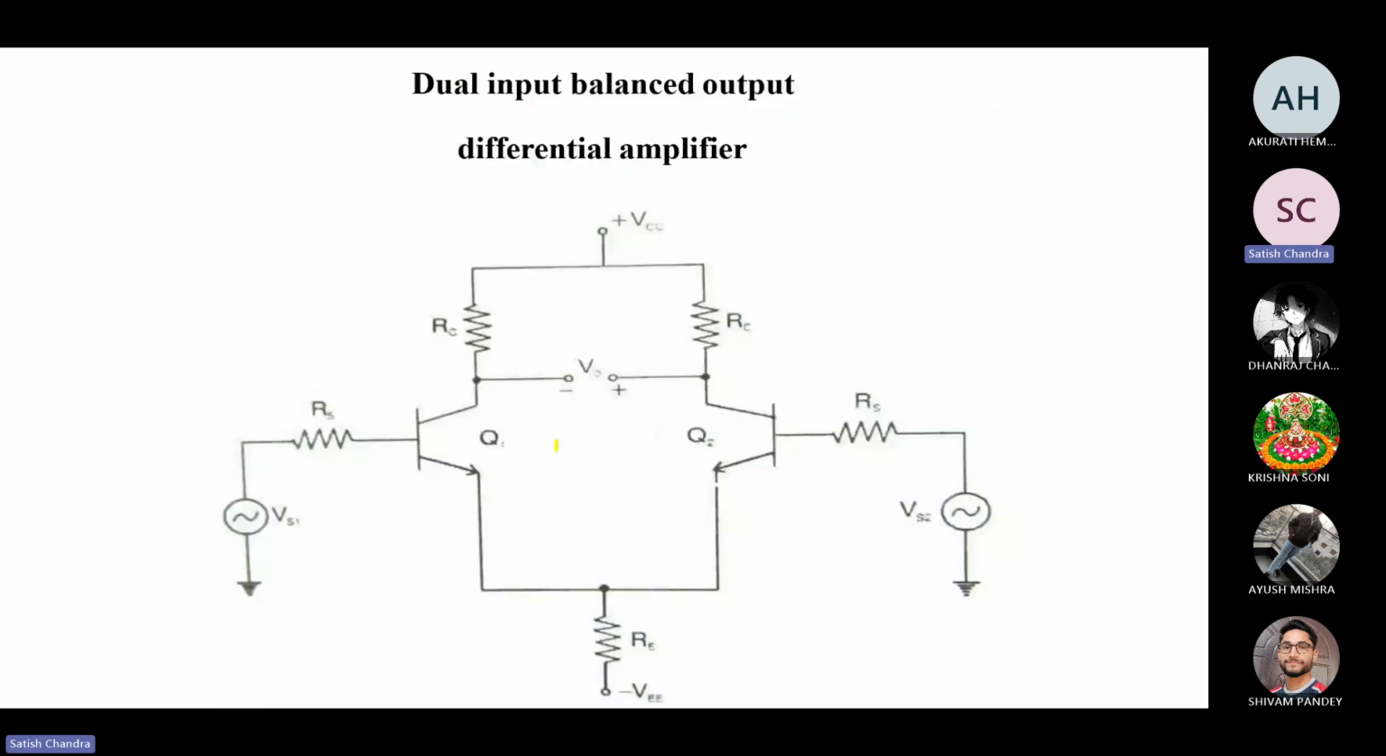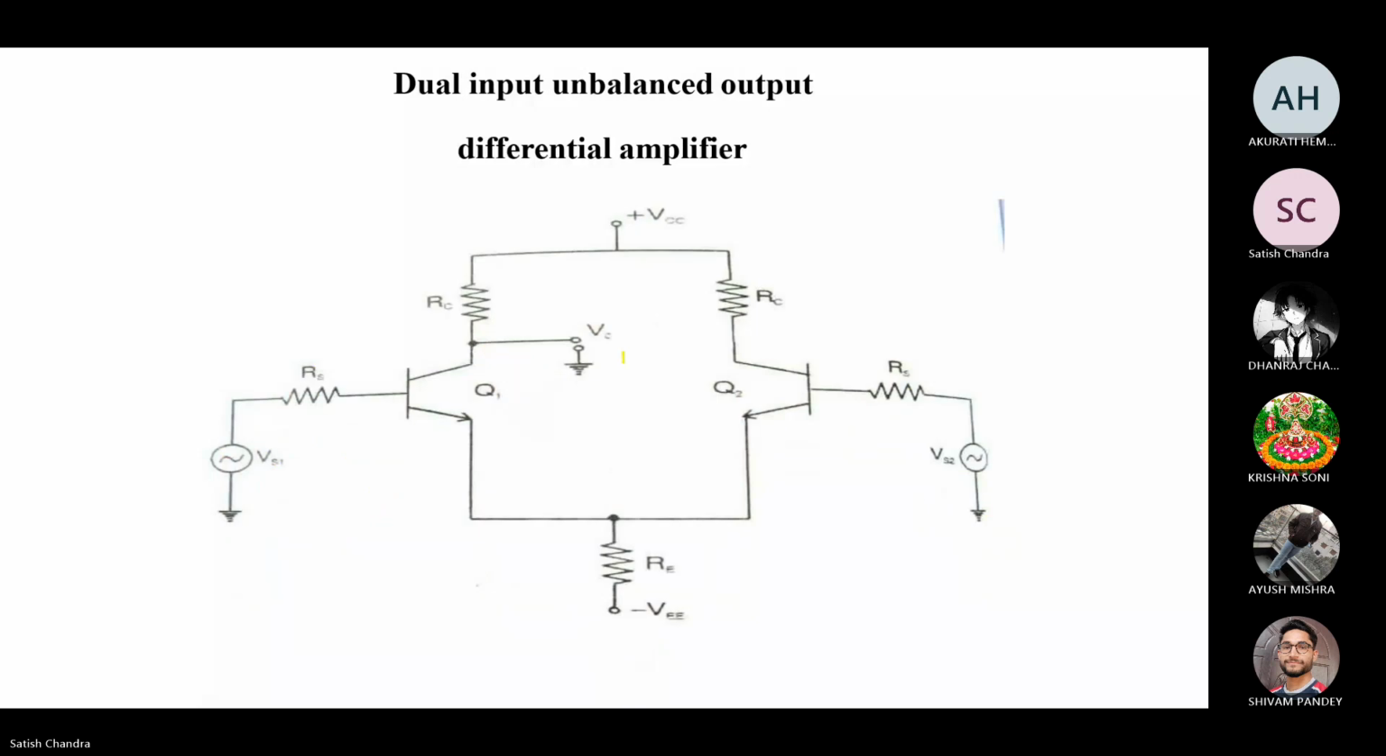For the case of the dual input balanced output differential amplifier, we can see that there is a dual input here and here, as well as a balanced output. Due to that, it is called a dual input balanced output differential amplifier. This one is a dual input unbalanced output because we are taking the output from one side only. So that is the dual input unbalanced output differential amplifier.